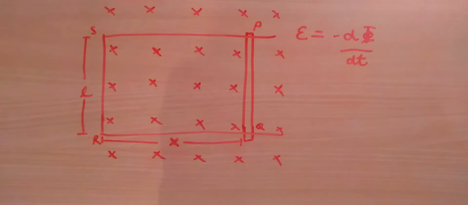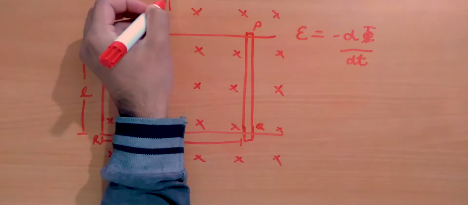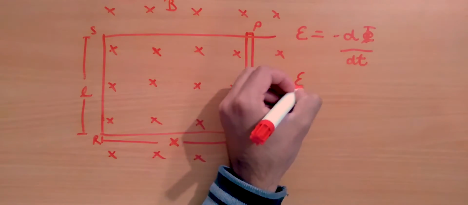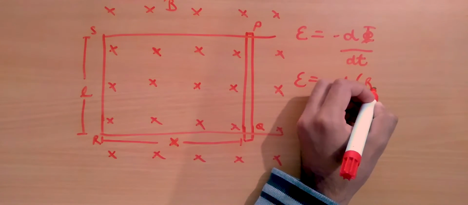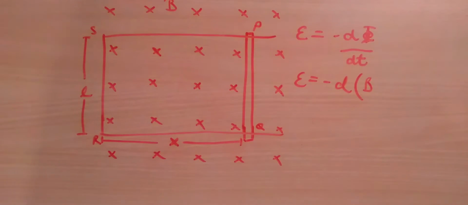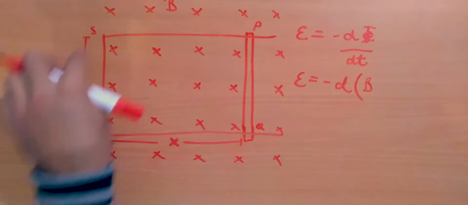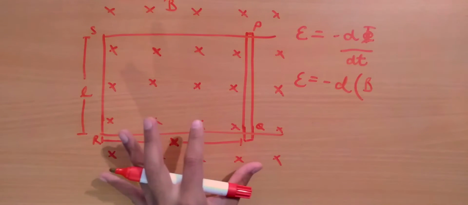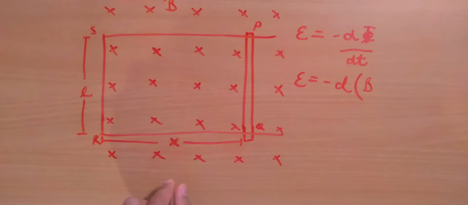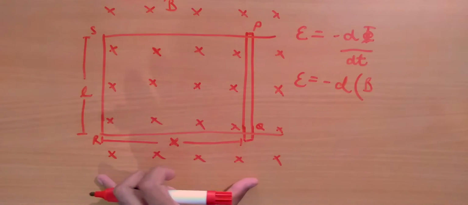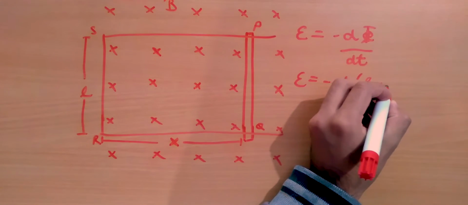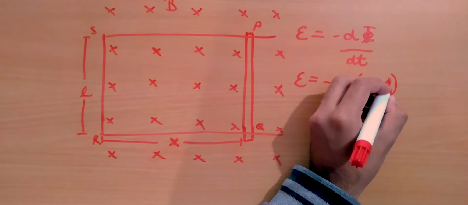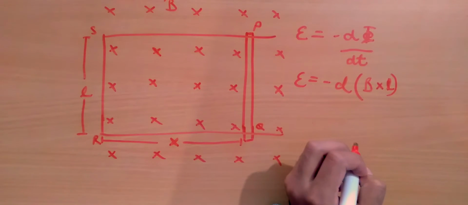Now what is phi in this case? Phi, or magnetic flux, is the magnetic field, let's call that B, the uniform field, times the area. So we should get EMF equals minus d of B times the area. What is the area of this loop? It's a rectangular loop, so it should be length times breadth, right? The length is x and the breadth is L, so it should be x times L, or XL. So B times x times L, BXL, is the flux through this.